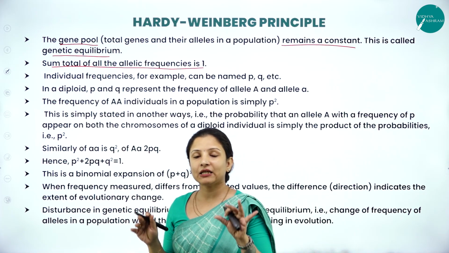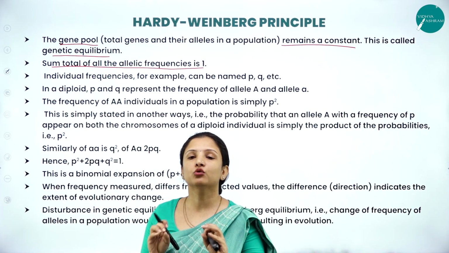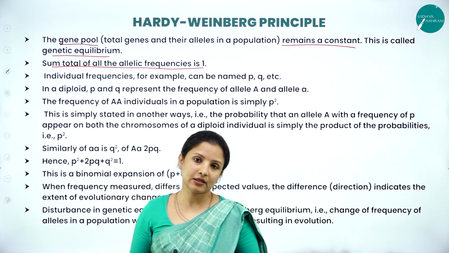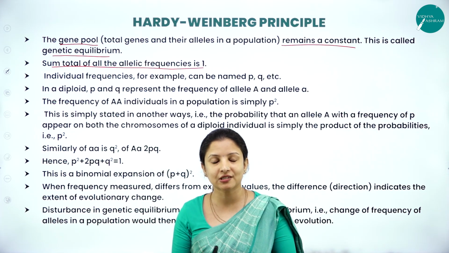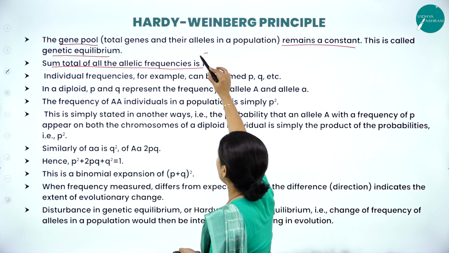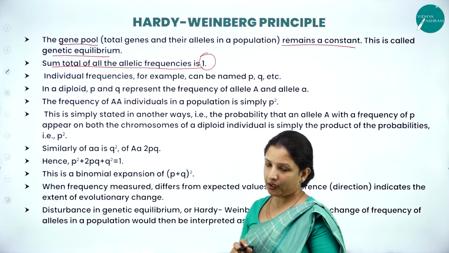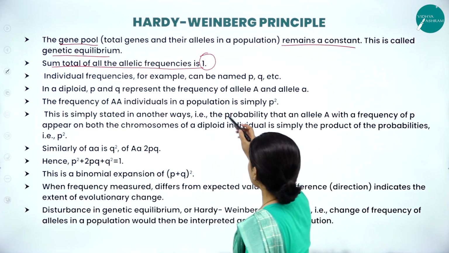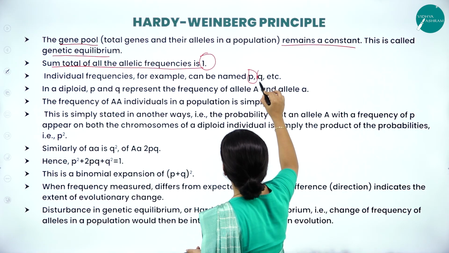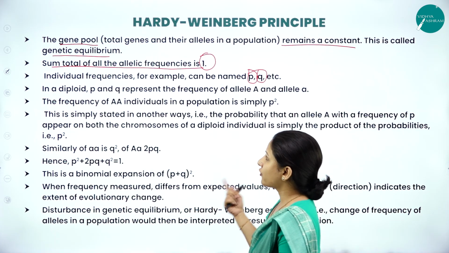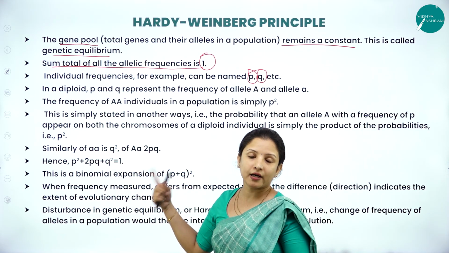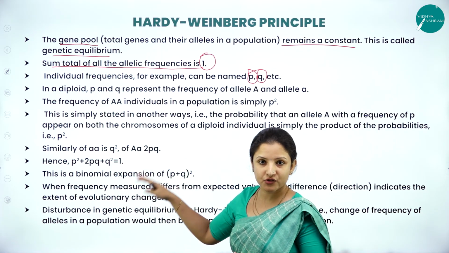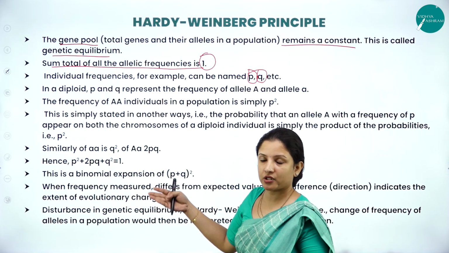So different allelic frequencies will be present in a group of organisms in a particular population. When we add them or calculate them, it should always be constant, and that constant is 1. It should always be equal to 1, which is not quite possible. And individual frequencies, for example, he named as p, q, etc. So we're talking about the equation that Hardy and Weinberg followed to calculate the equilibrium or consistency of a gene in a particular population from one generation to another.